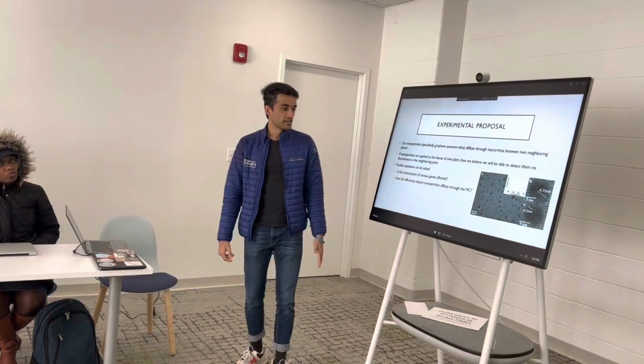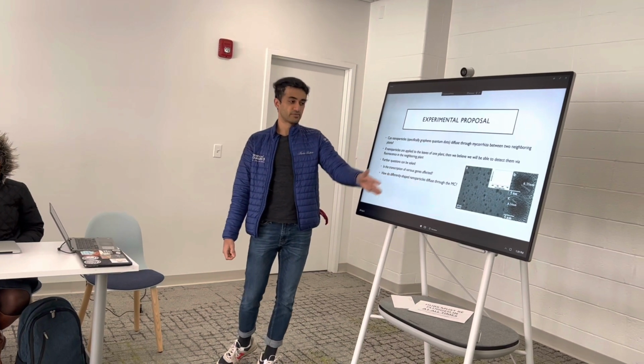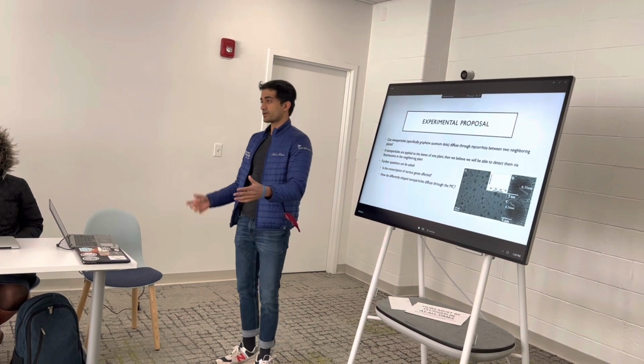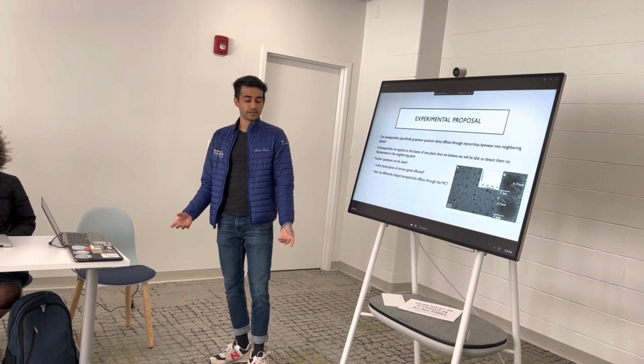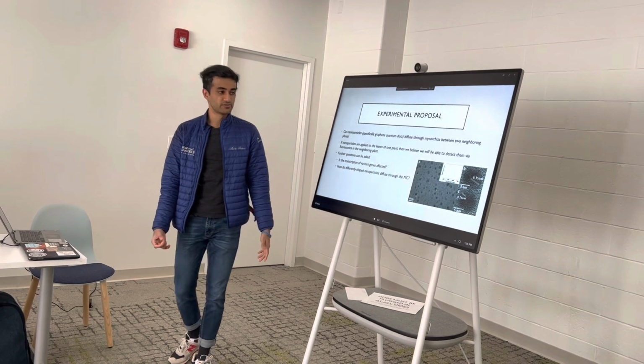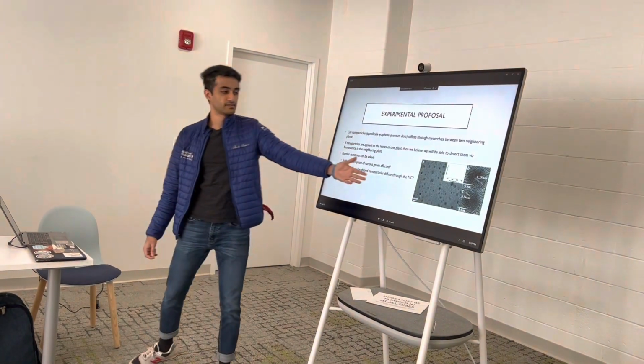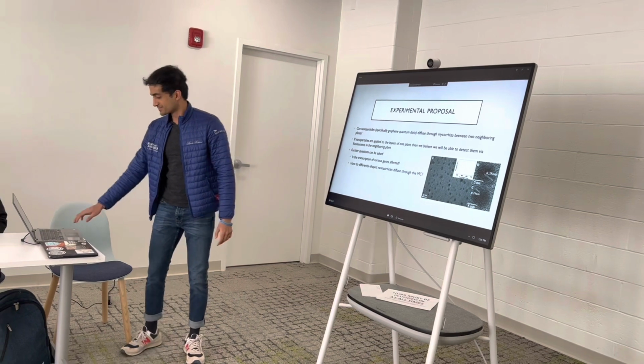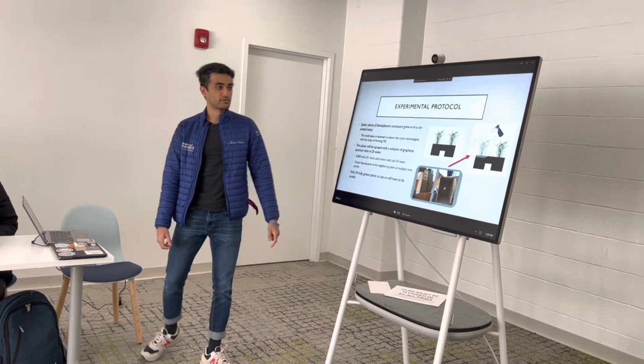So this is my experimental proposal. Can nanoparticles, specifically graphene quantum dots, diffuse through mycorrhiza between two neighboring plants? We're using graphene quantum dots because, as you know, they fluoresce naturally, so we would be able to detect the fluorescence in the neighboring plant if it gets there. And also, how do differently shaped nanoparticles diffuse through the mycorrhizal connections? Maybe looking not just at quantum dots, but also at single wall nanotubes, multi-wall nanotubes, and different shapes to see how they diffuse. This is just a TEM image of quantum dots.